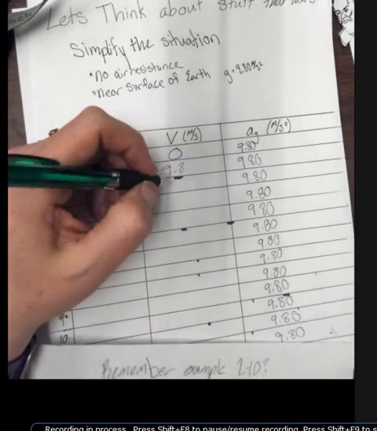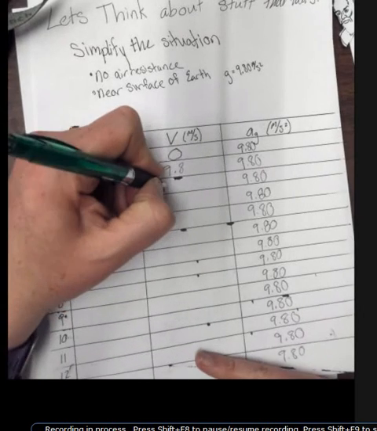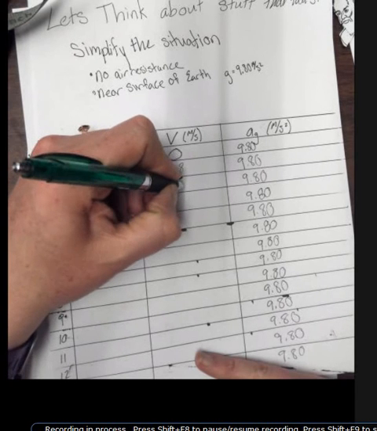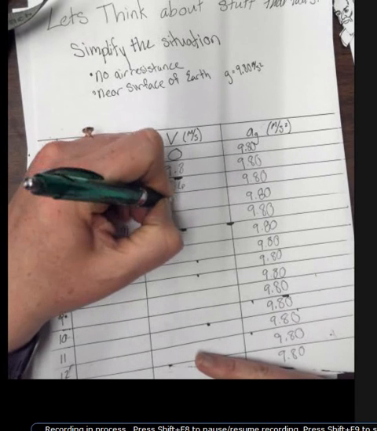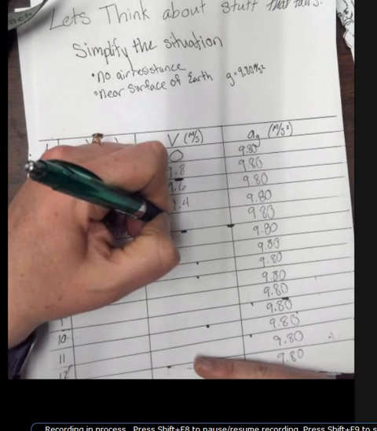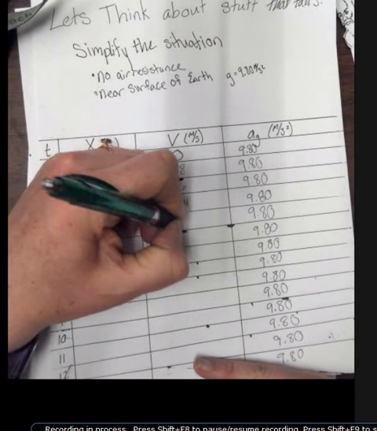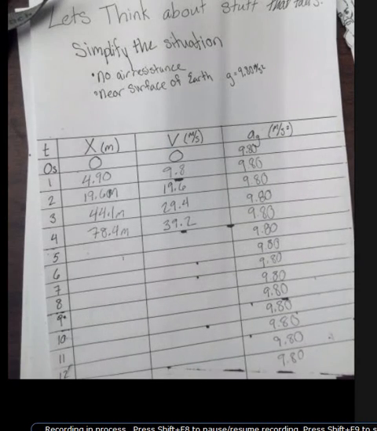So the first is 9.8, and then 19.6, and then 29.4, and then 39.2, and the rest is up to you to calculate. Remember, all the way to 30 seconds.